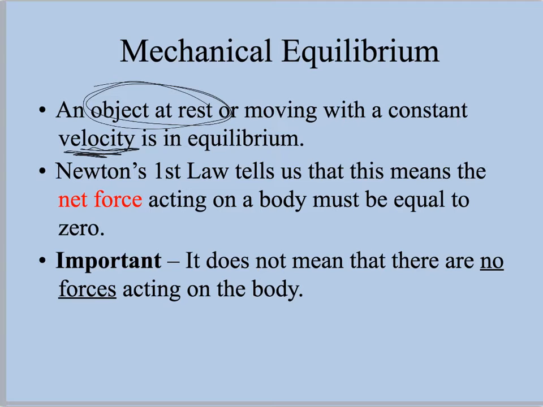So if something is in motion, like a car rolling down the street at a constant velocity, that means it's already at constant speed and it's already not changing direction, it's in a straight line. It wants to keep doing that. The only way that's going to change is if we take it out of equilibrium, and that means we would have to apply a net force to it. Okay? So net force is zero if something is in equilibrium.